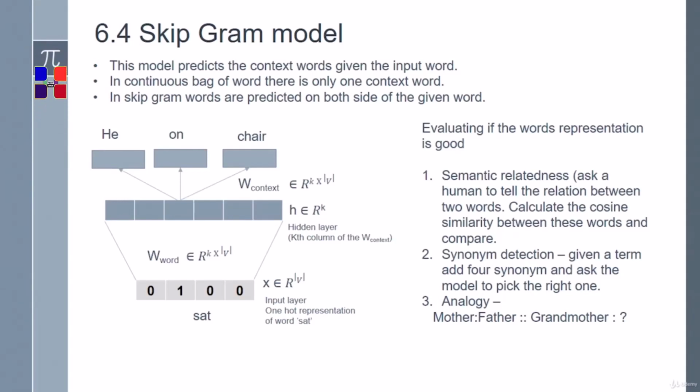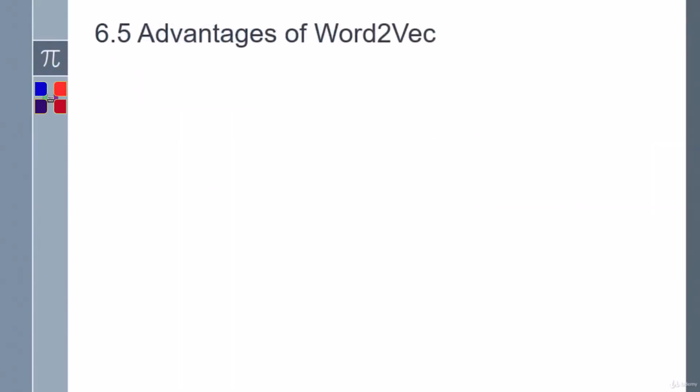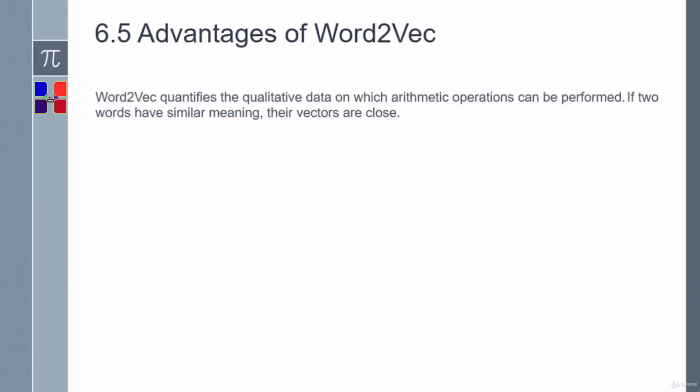You can ask the model to predict a synonym or pick the right synonym of a given word. And the third one is analogy. All of us have seen that as part of the various reasoning tests. So something like mother is to father as grandfather is to something. So find out the fourth word. So these are the tests that can be used to find out how robust your model is. Okay, as we know, the previous model is also known as word2vec. Now what is the advantage of using this model?